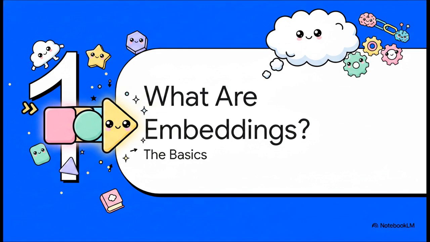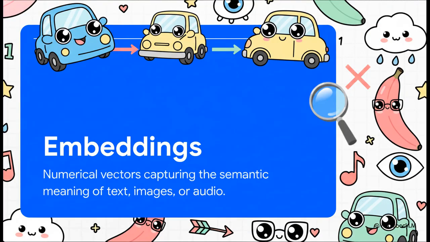What exactly are embeddings? Before we compare the actual tools, we really need to understand the basic concept here. Think of embeddings simply as numerical representations, or vectors, that capture the semantic meaning of your data. It's like taking a super complex piece of information and translating it into a list of numbers. By doing this, the AI actually captures the core concept. It's how the system knows that the word car is practically the same as automobile, but has literally nothing to do with a banana. It's not just matching letters anymore, it's matching actual concepts.